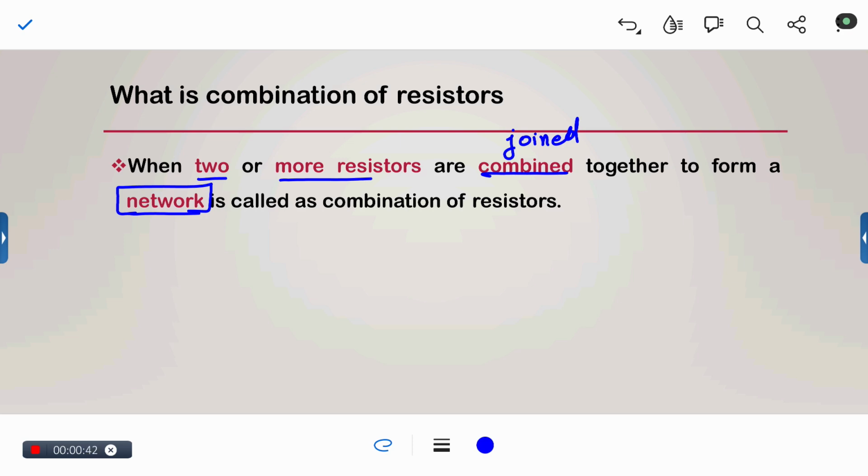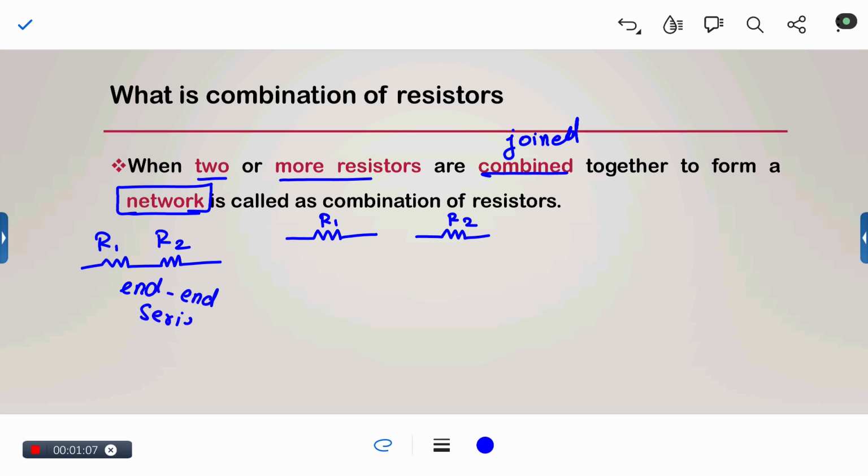So let's take two resistors. Let's take this is R1 and this one is R2. Now I'm going to combine these resistors in the form of end to end like this. If you are connecting in the form of end to end, then I can say that it's in a series combination. The given network is in a series combination.